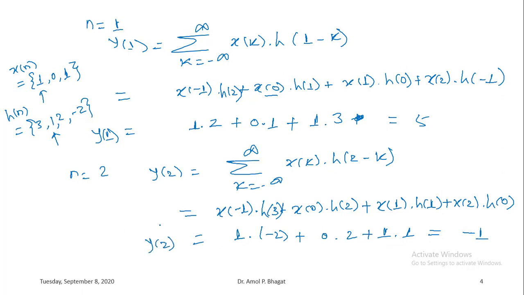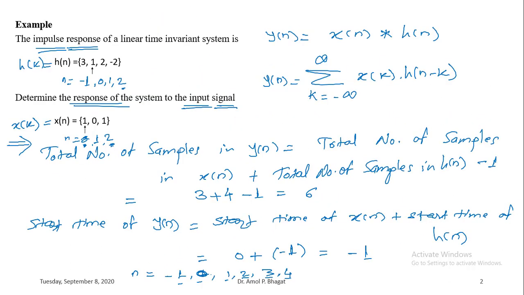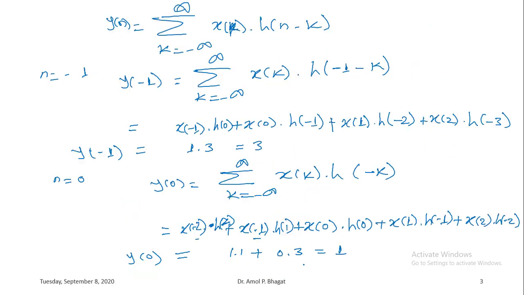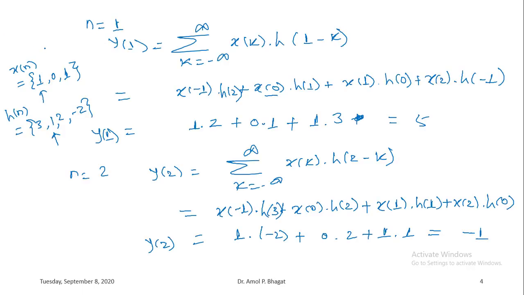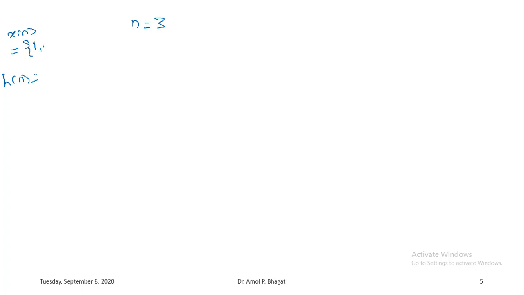So you will be identifying a total of 6 samples, as n is varying from minus 1, 0, 1, 2, 3, 4. Till now we identified 4 samples, so next we will be identifying it for n equals 3. Again I will rewrite the sequences here. So x of n is 1, 0, 1, and h of n is 3, 1, 2, minus 2.